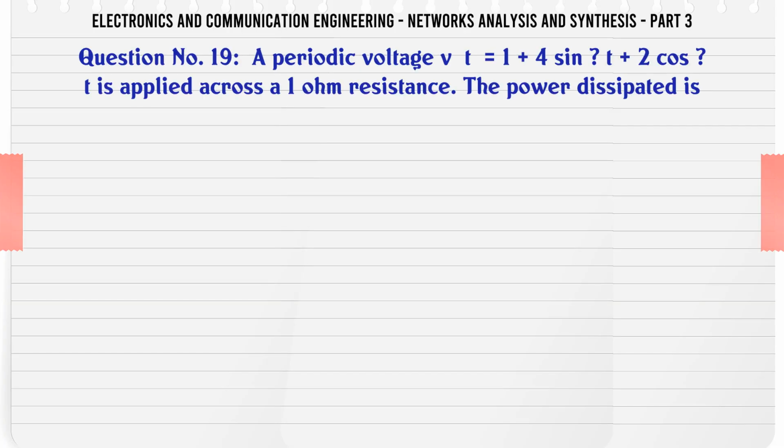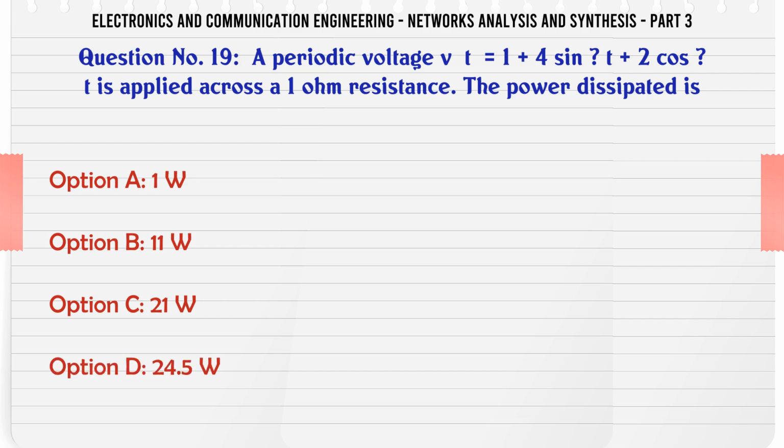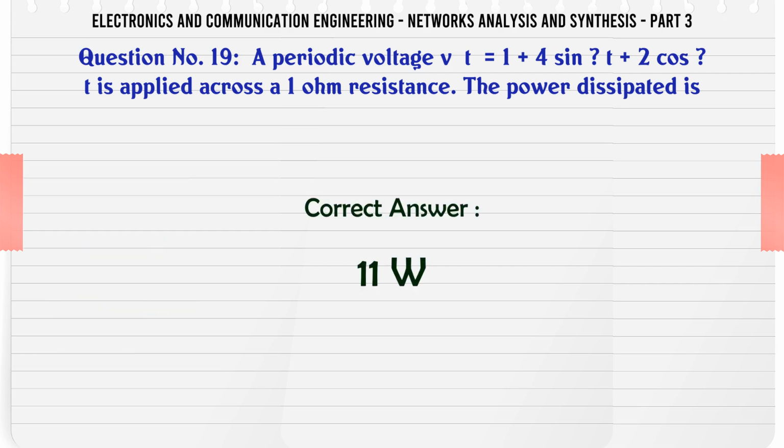A periodic voltage v(t) = 1 + 4 cos t is applied across a 1 ohm resistance. The power dissipated is A 1 watt, B 11 watts, C 21 watts, D 24.5 watts. The correct answer is 11 watts.